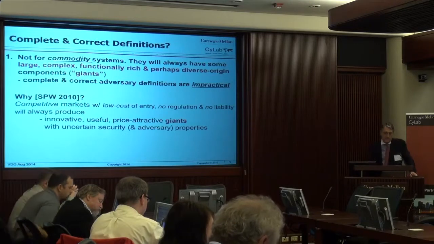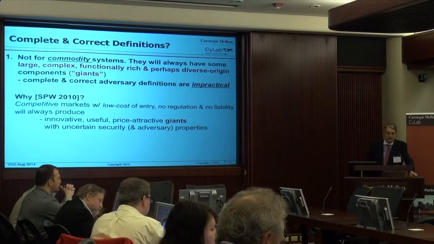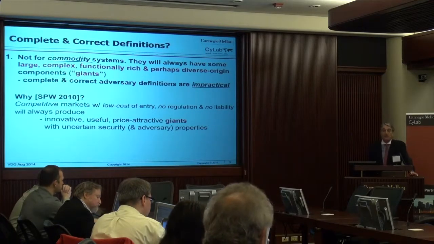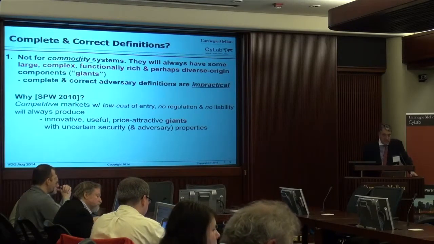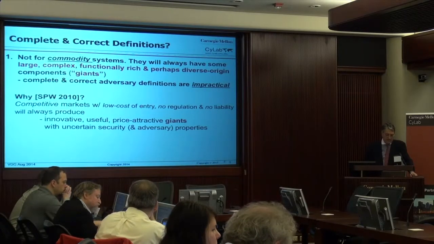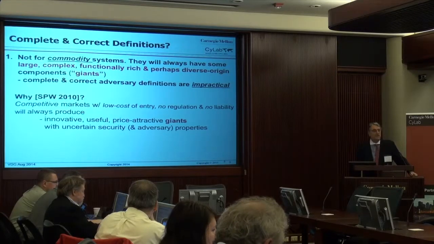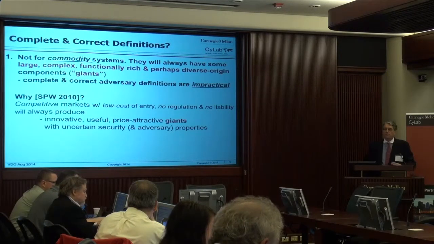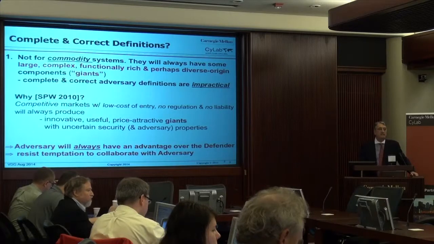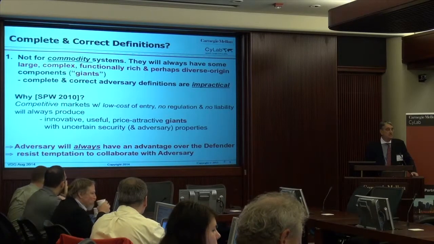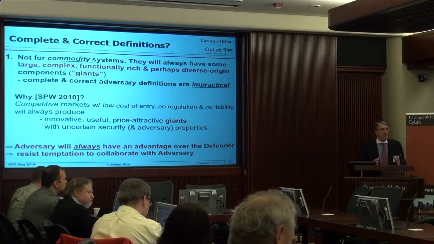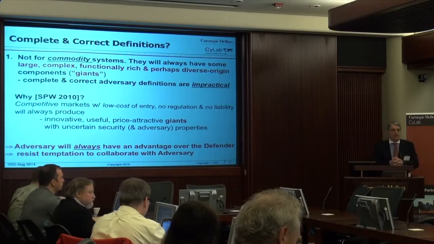So some of the reasons why I claim we'll have giants forever is that competitive markets with very low cost of entry, no regulation, and no liability always produce very innovative systems, very price attractive systems, very large, never small. The small ones don't survive. And all these components will have uncertain security properties. So at this point, we can conclude that the adversary will always have an advantage over the defender in the case of giants.